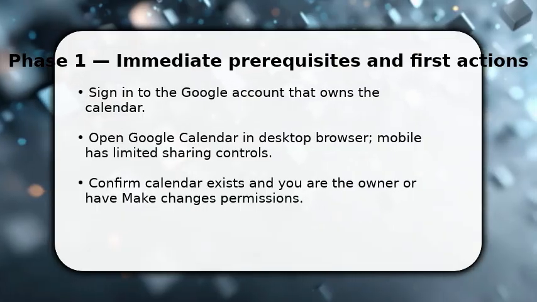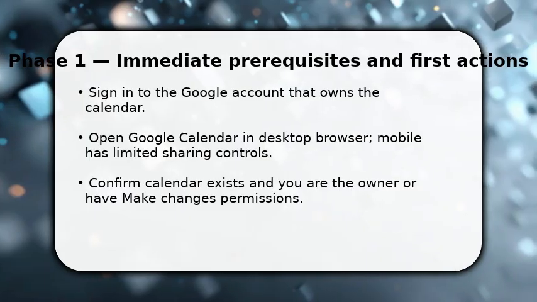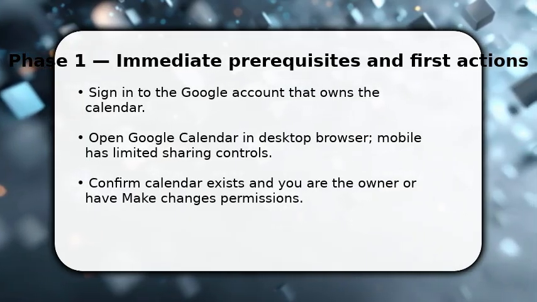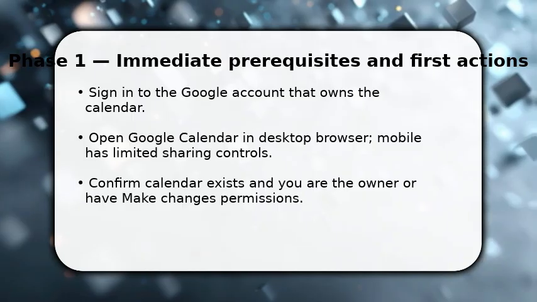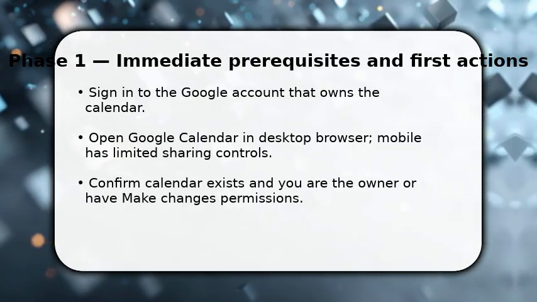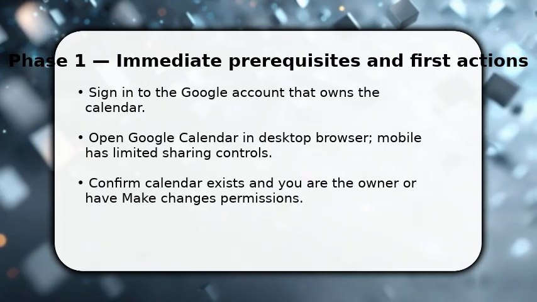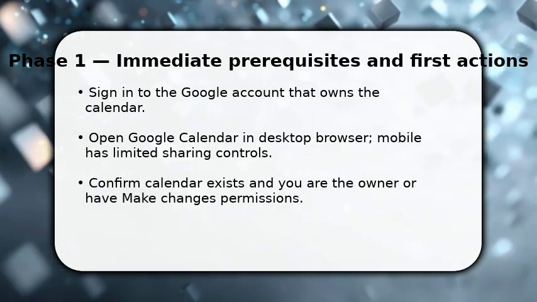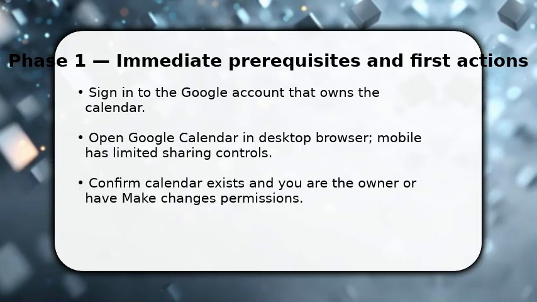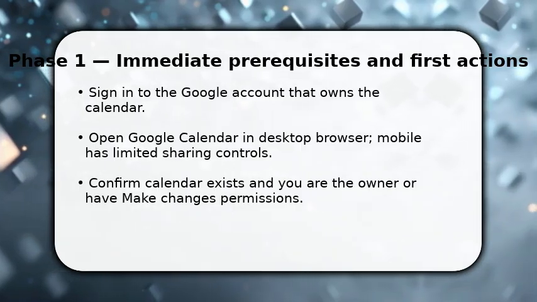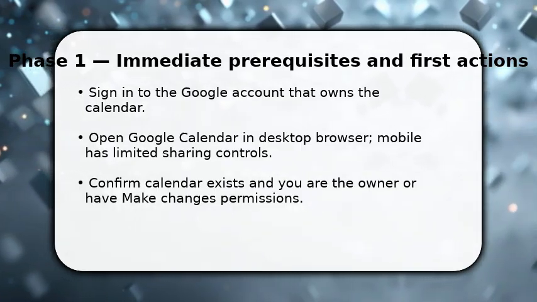You'll begin by confirming prerequisites and taking the first actionable steps. Sign in to the Google account that owns the calendar, then open Google Calendar in a desktop browser. Mobile often lacks full sharing controls. Once done, locate the calendar list at left and hover to reveal 3 dots. Click Settings and Sharing. This opens the exact controls you need.